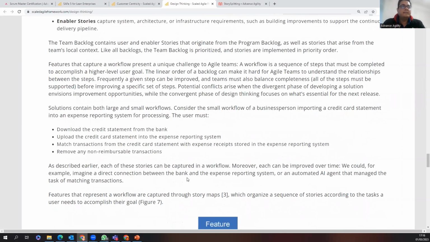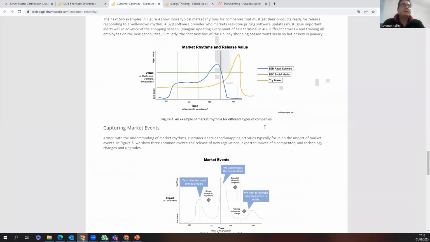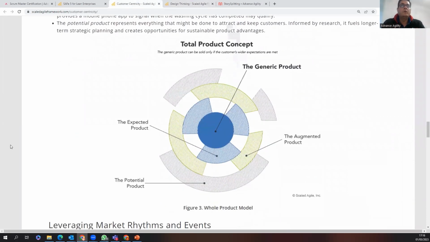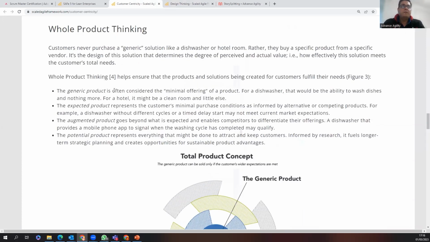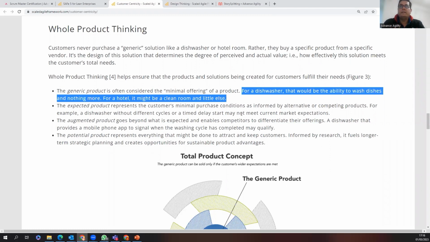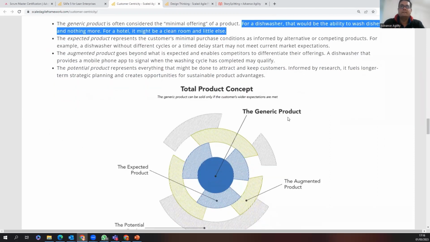Let's go through another design thinking technique, which was in the earlier diagram: the whole product thinking, or total product concept. Here we are talking about building a product layer by layer. First, there is a generic product. The generic product is often considered the minimal offering of a product. For a dishwasher, that would be the ability to wash dishes and nothing more. For a hotel, it might be a clean room and little else. So, what are the basic things that you have?